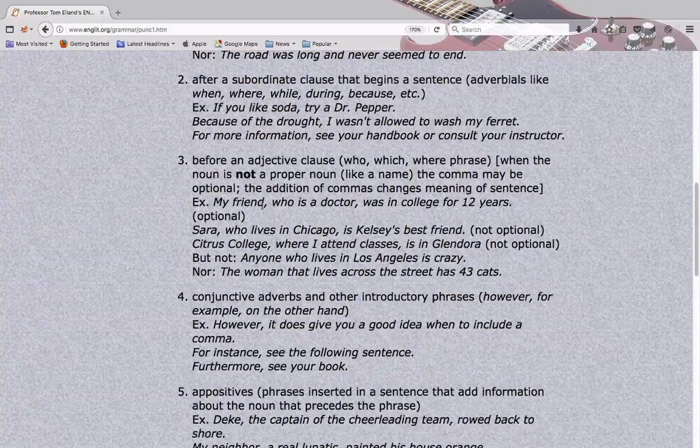If you take the commas out and the sentence was, "My friend who was a doctor was in college for 12 years," and there were no commas, you'd be saying my friend who is a doctor, as opposed to my other friends who are not doctors, was in college for 12 years. It would be as if you're talking to somebody who knows several of your friends by their occupation, and you're explaining that the one who was a doctor was in college for 12 years.